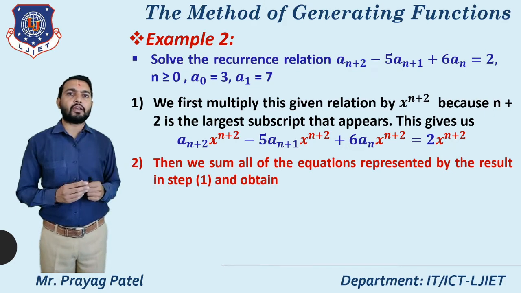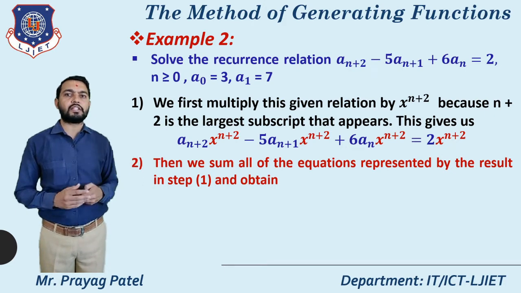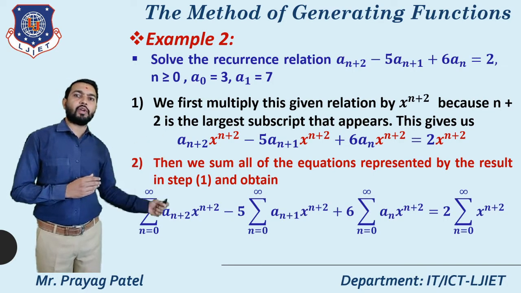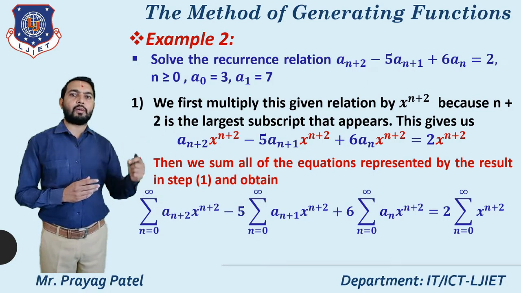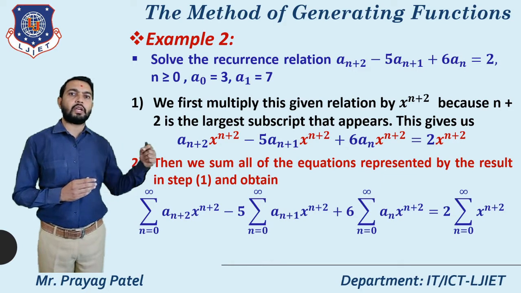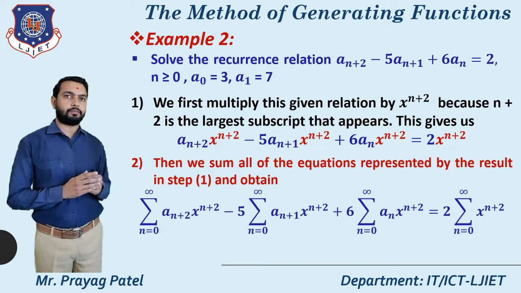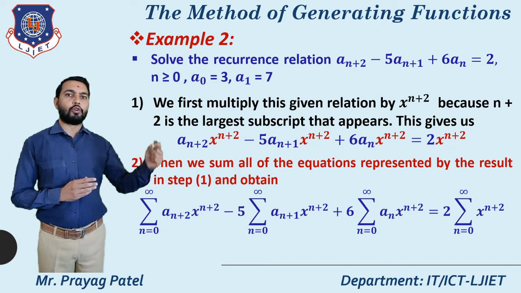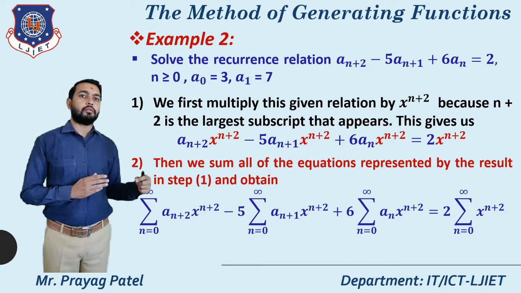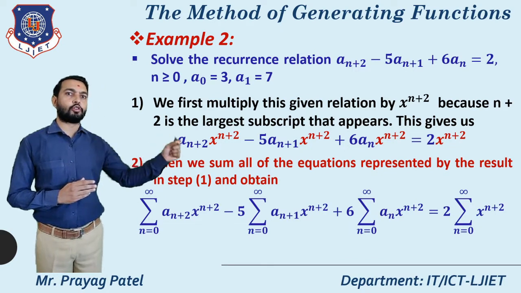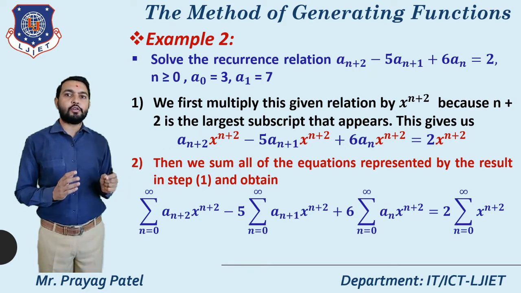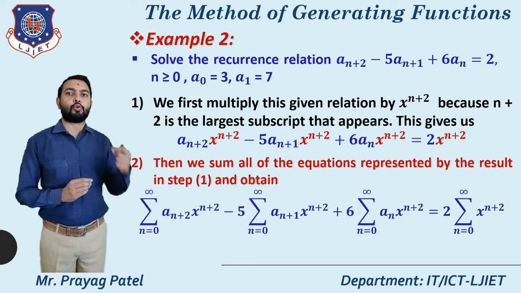Now step number 2. Then we sum all the equations represented by the result in step number 1 and we obtain sigma n equal to 0 to infinity a(n+2) x raised to n plus 2 minus 5 sigma n equal to 0 to infinity a(n+1) x raised to n plus 2 plus 6 sigma n equal to 0 to infinity a(n) x raised to n plus 2 is equal to 2 sigma n equal to 0 to infinity x raised to n plus 2. Now this equation is used for n equal to 0 to infinity.